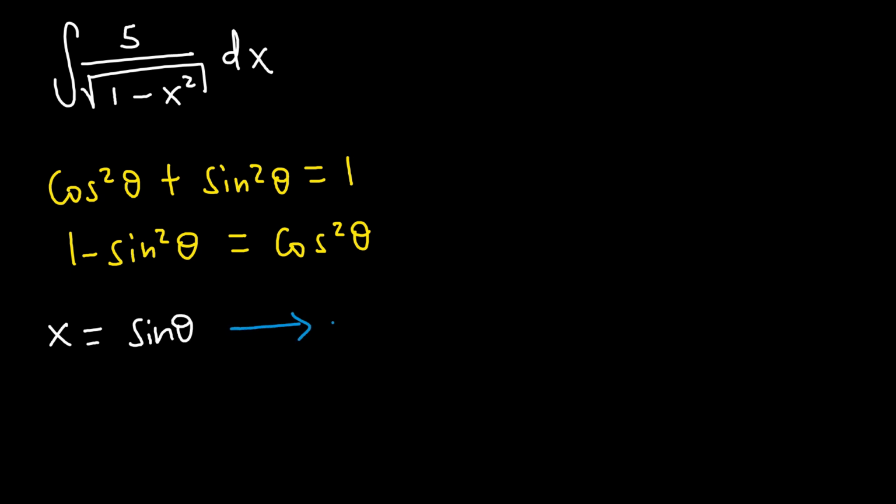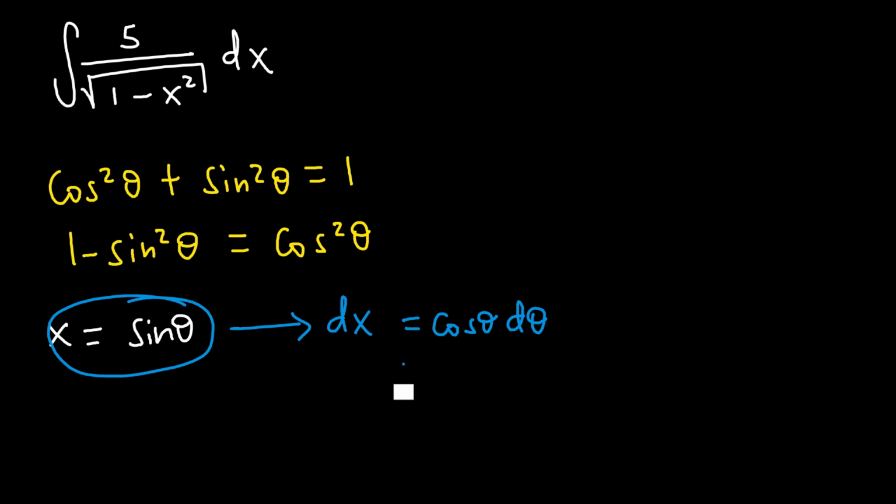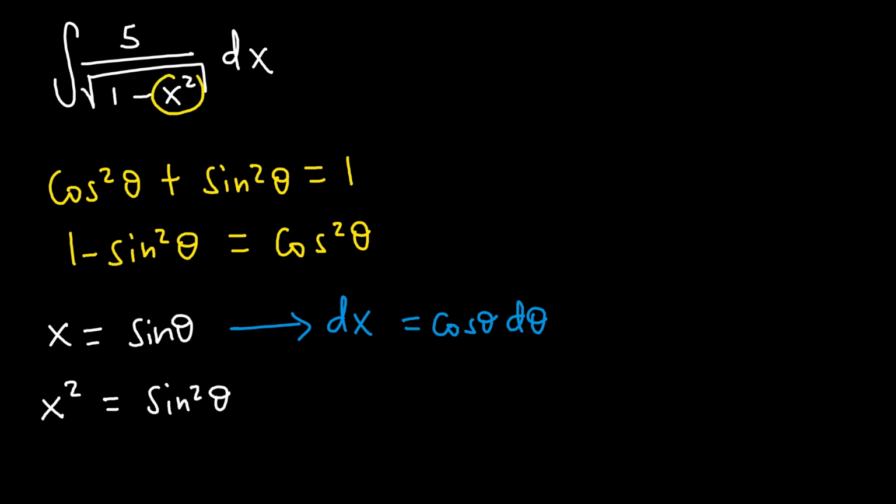And if we differentiate this, dx will be equal to the derivative of sine theta, which is cosine theta d theta. And coming back to this, if we raise both sides to the power of 2, we shall have x to the power of 2 equaling sine squared theta. And so we shall replace x to the power of 2 with sine squared theta, and then replace dx with this.